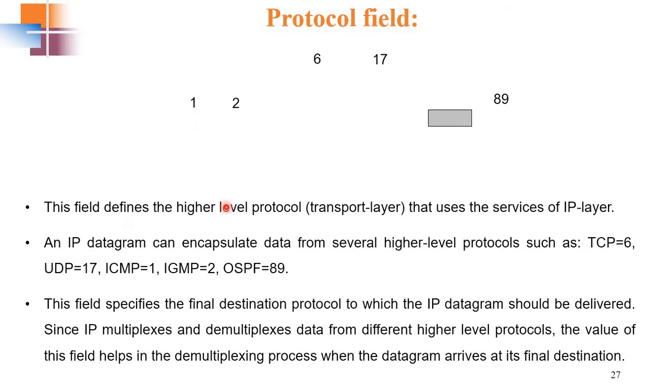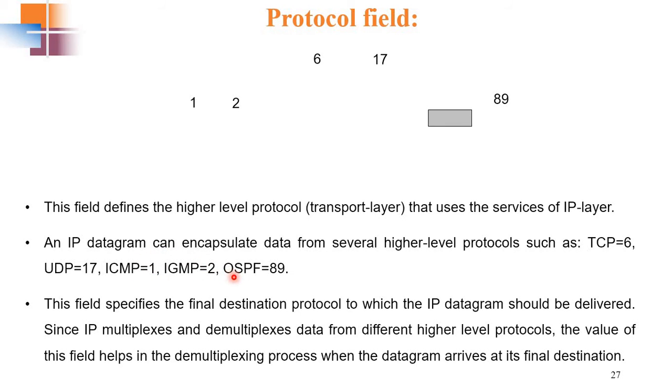This field defines the higher-level protocol, that is the transport layer, that uses the service of IP. Here we do the encapsulation from the higher level, because above the network layer there is the transport layer. From the transport layer we define which type of protocol we are going to use. If I'm going to use TCP, the Transmission Control Protocol, then I should use the protocol field number 6. If I'm going to use the UDP protocol, I'll use the number 17. If it is ICMP, I'll use the number 1.